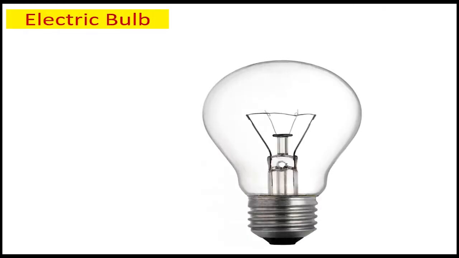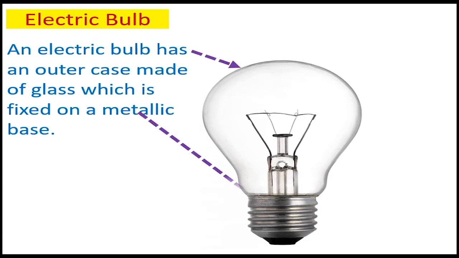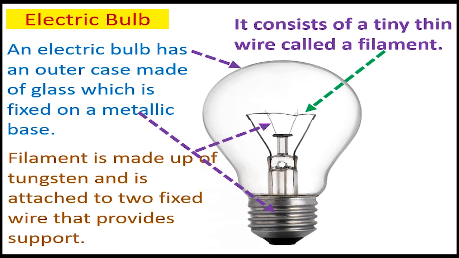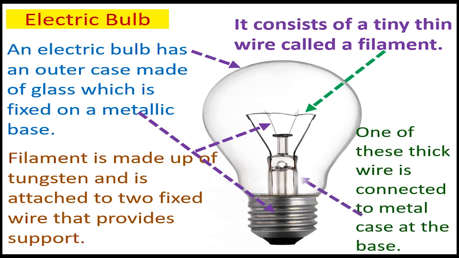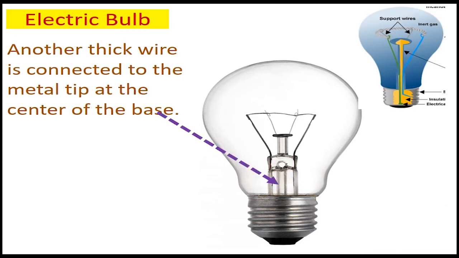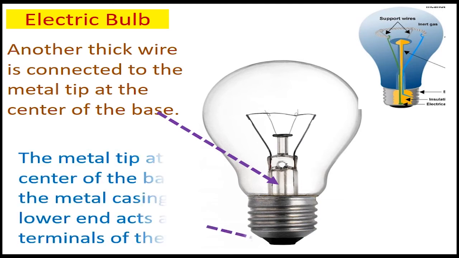Let us discuss the electric bulb. An electric bulb has an outer case made of glass which is fixed on a metallic base. It consists of a tiny thin wire called a filament. The filament is made up of tungsten and is attached to two fixed wires that provide support. One of these thick wires is connected to the metal case at the base. Another thick wire is connected to the metal tip at the center of the base.